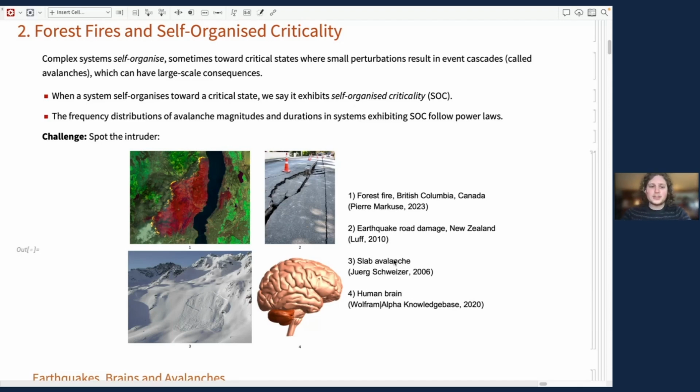I'd like you to take a moment to spot the intruder in these four pictures. This is going to be the first poll. Which of the following phenomena is not hypothesized to result from self-organized criticality? Is it forest fires? Is it earthquakes? Is it avalanches? Or is it processes in the human brain?